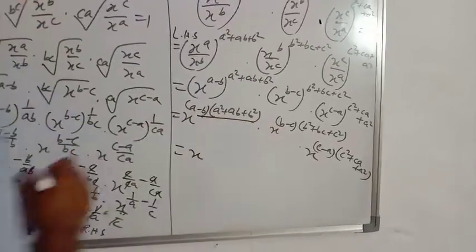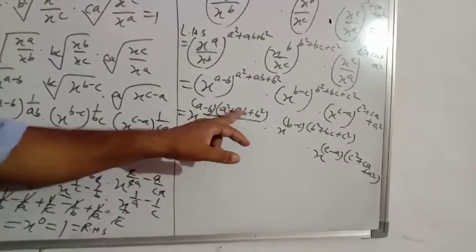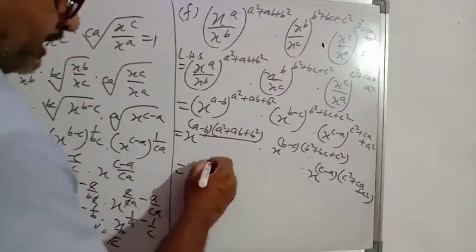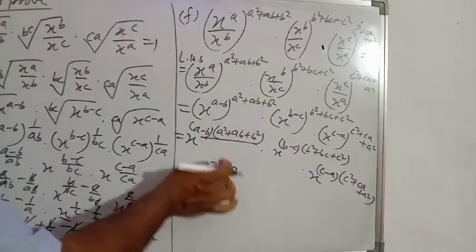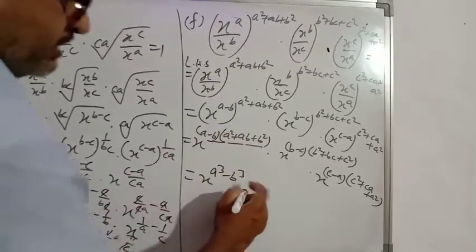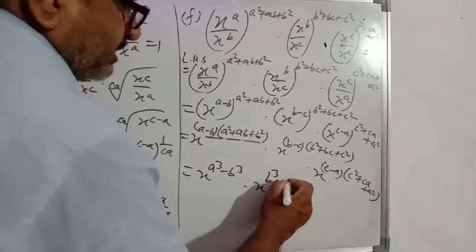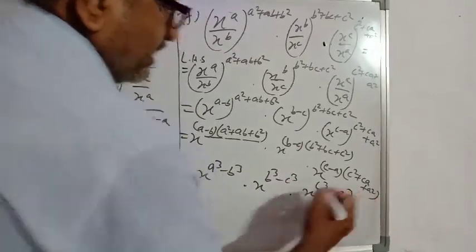What is the product? In one bracket a minus b, next bracket a square plus ab plus b square. It is the formula of a cube minus b cube. A cube minus b cube is what? In one bracket a minus b, next bracket a square plus ab plus b square. Similarly, this one is b cube minus c cube. Last one, it will be c cube minus a cube.